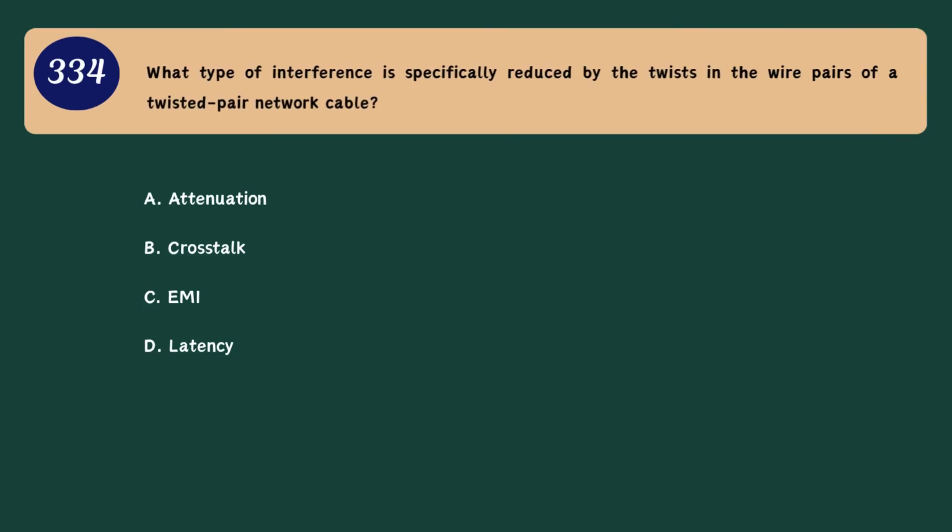Question 334. What type of interference is specifically reduced by the twists in the wire pairs of a twisted pair network cable? A. Attenuation. B. Crosstalk. C. EMI. D. Latency.